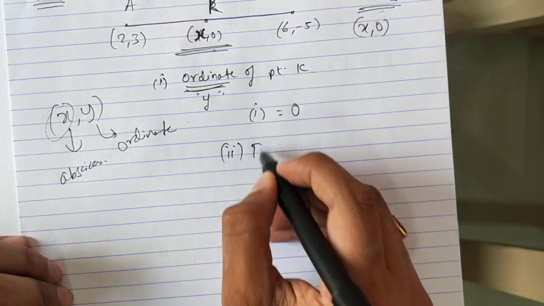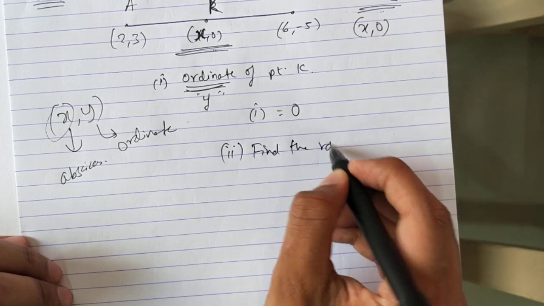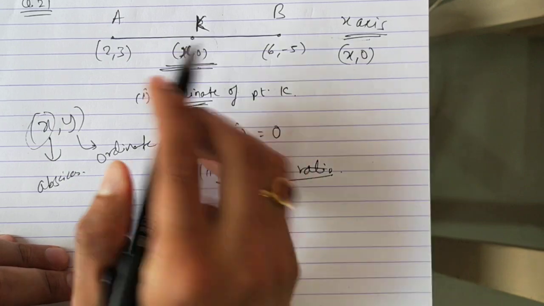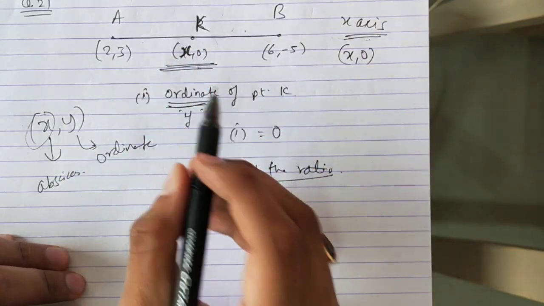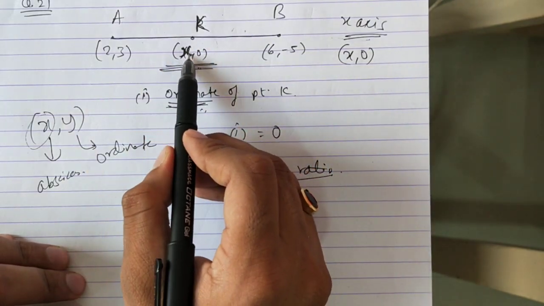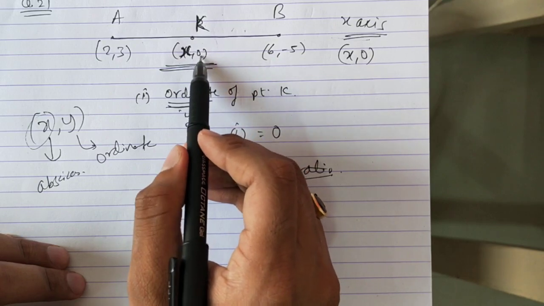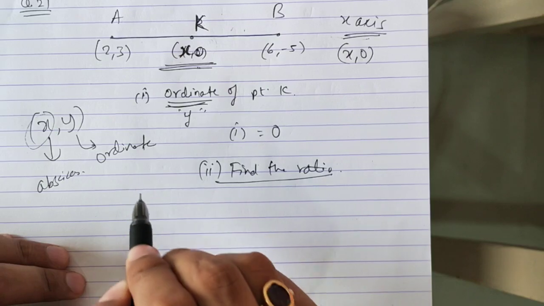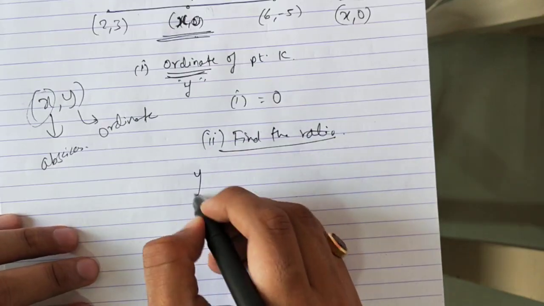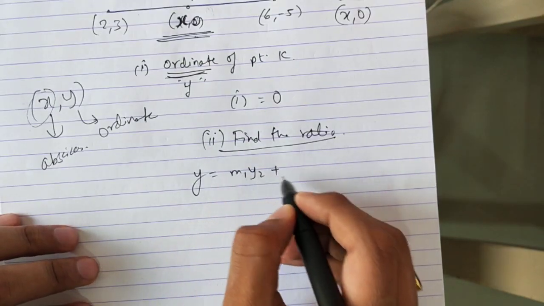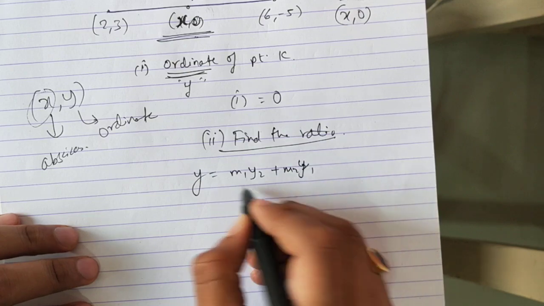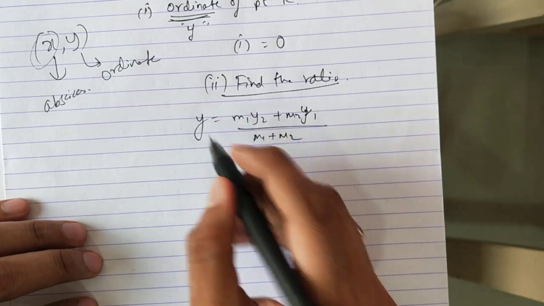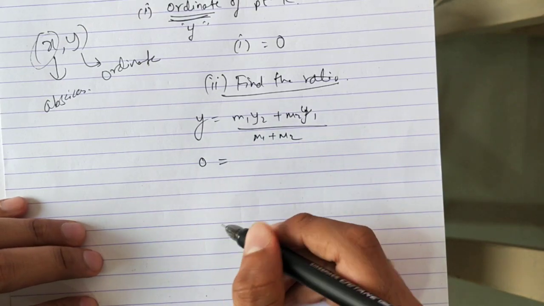Second, they are asking me to find the ratio. How to find the ratio? m1, m2 I don't know. So which formula should I start with? Can I start with x or should I start with y? I'll start with y because I know the value of y is 0. So I'll start with the formula y equals m1 y2 plus m2 y1 upon m1 plus m2. In the place of y, I'll write 0.